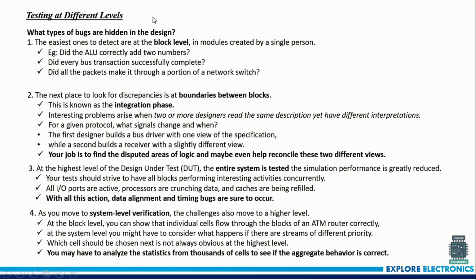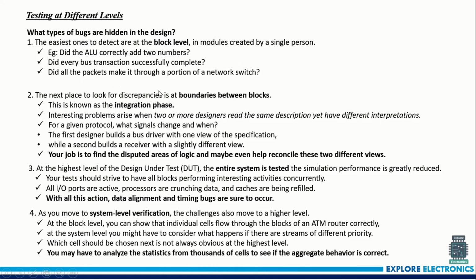Testing at different levels means different levels of verification. What are the different types of bugs hidden in the design? We need to identify them at different levels. The very first, and the easiest, is the block level. Block level in the sense that, suppose in our design the ALU is one block, the bus transaction unit is another block, and the packet handler or network switch is another block. We are going to verify these individually, and these modules are going to be verified by a single person. These require individual test cases to check only the ALU functionality, only the bus transaction functionality, or the network switch functionality.